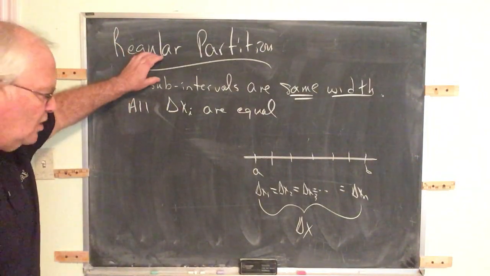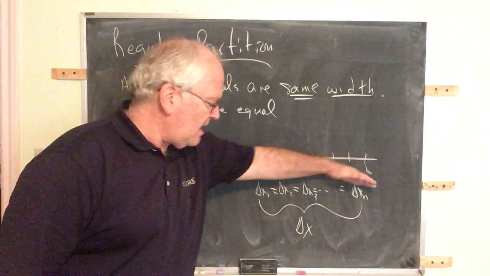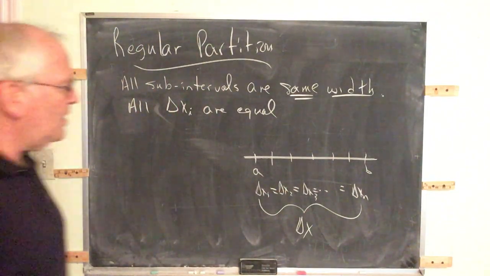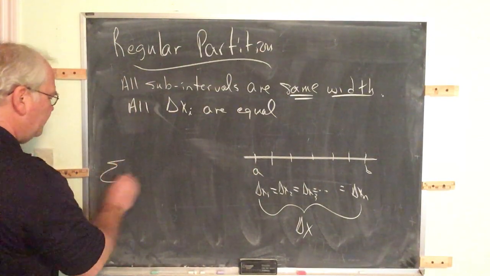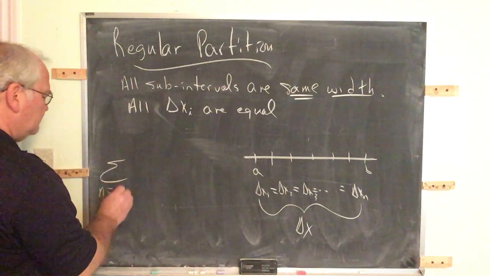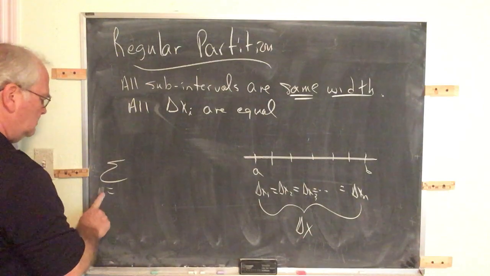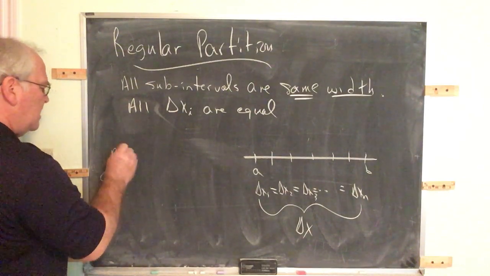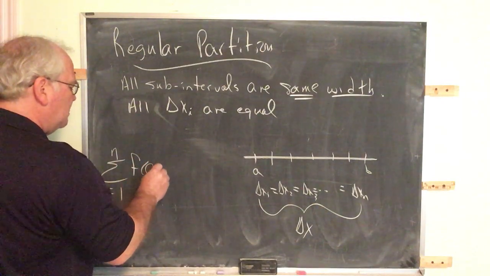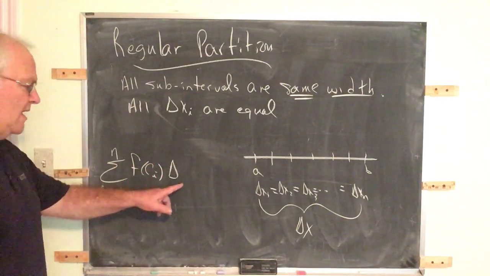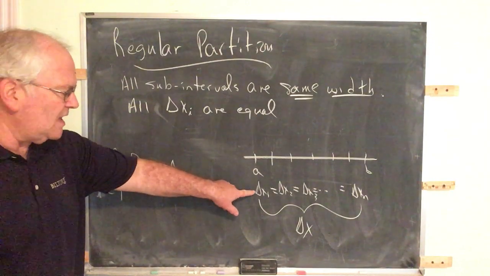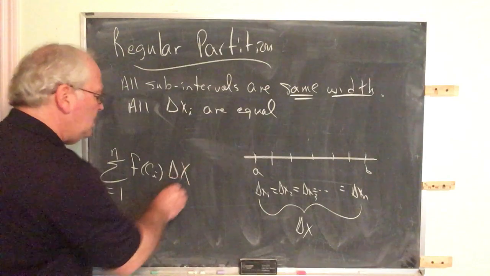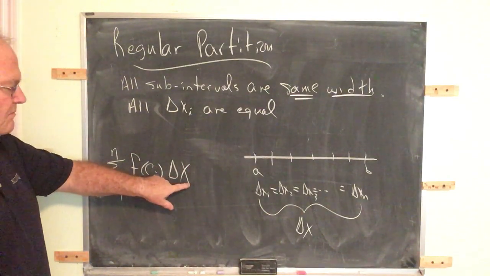So if you have a regular partition, then all the delta x sub i's are the same number, which we denote delta x. And so if we have our Riemann sum, the sum as i goes from 1 to n of f of c sub i, we do not need to write delta x sub i because they're all the same size. So if we have a regular partition, you don't need to subscript this. All right?